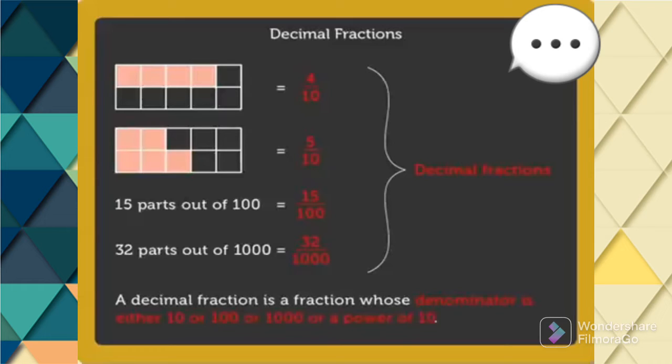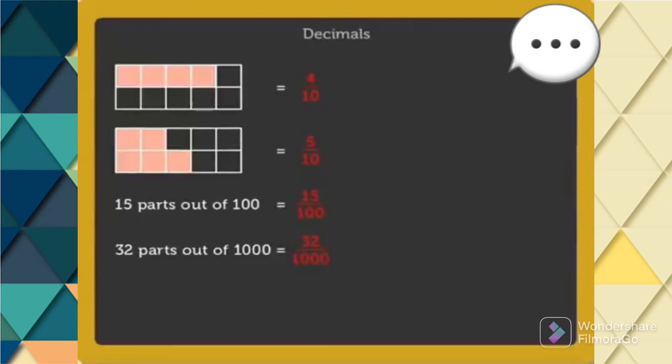Kids, these decimal fractions can be represented in another form. Here, 4 upon 10 is represented as 0, then a point, and then 4, and is read as 0.4. Similarly, 5/10 is represented as 0, then a point, and then 5, read as 0.5.